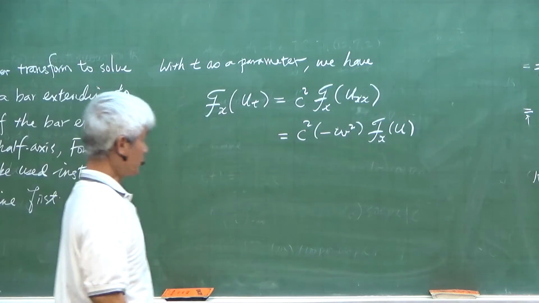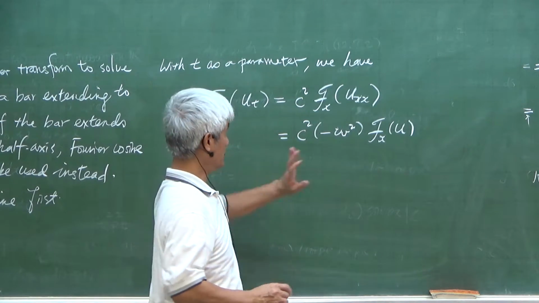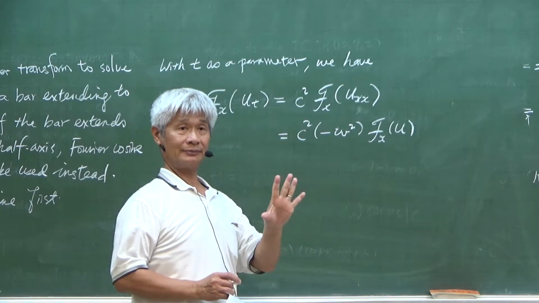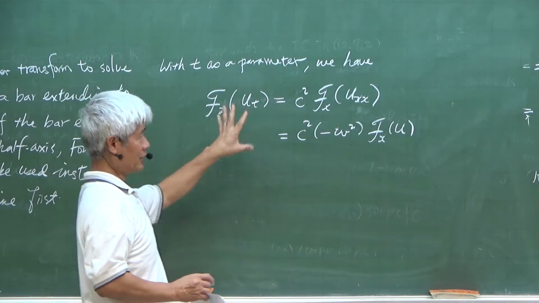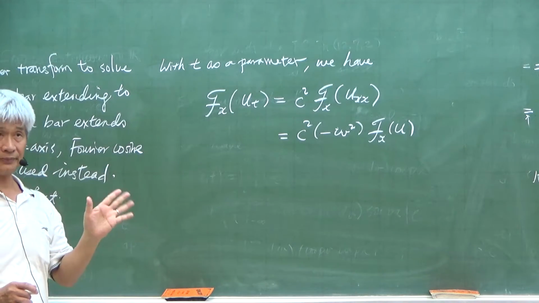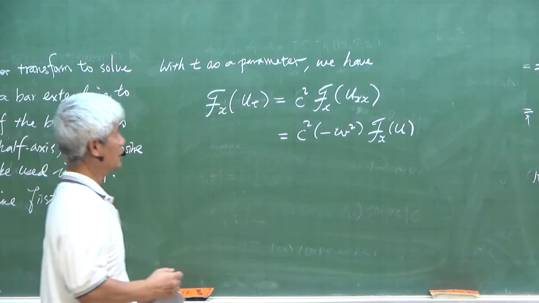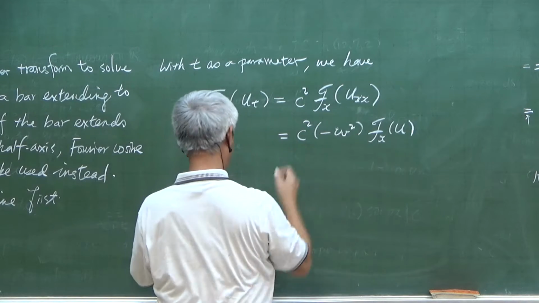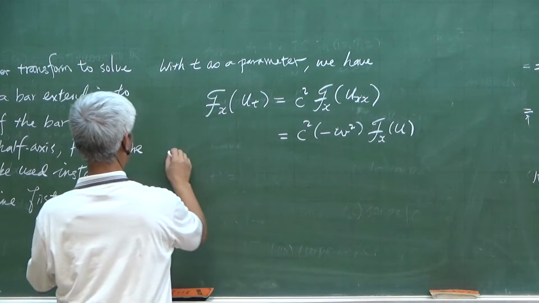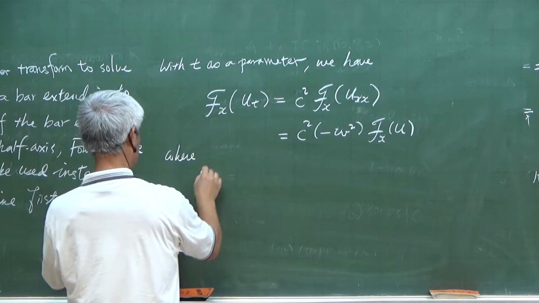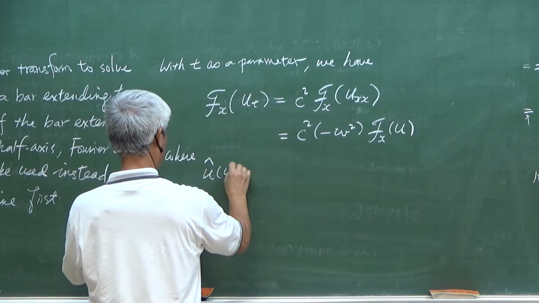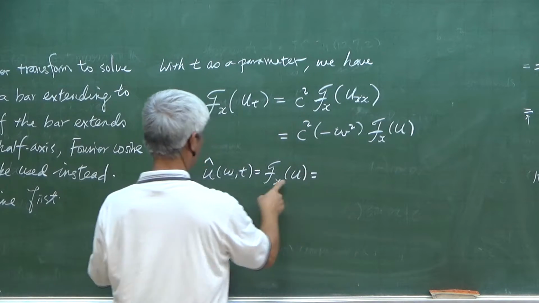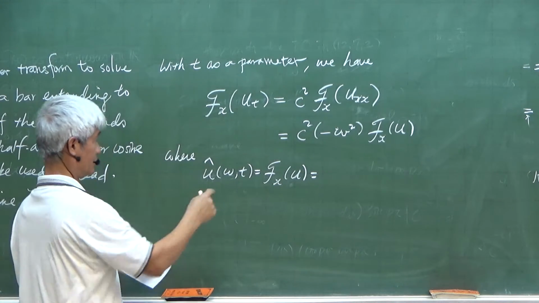Of course, to have the differentiation theorem, there are some conditions for u. I'll leave it open for you to check back to the differentiation theorems we discussed in Fourier transform. But I'll just say this is good, and so we have that. Here, u hat of omega and t is called the Fourier transform of u, because we regard u as a function of x and t is a parameter.